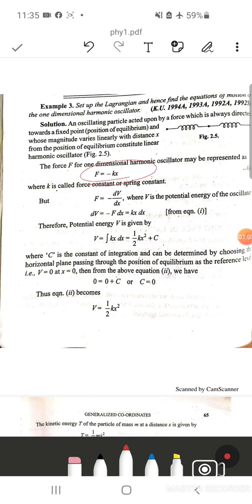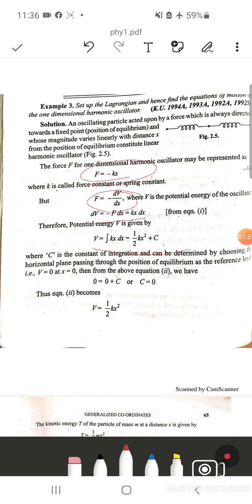Also, the force can be written as the negative gradient of the potential, F = -dV/dx. So dV = -F dx, and F = -kx. Putting in the value of F, we get dV = kx dx. Then, to find the potential, we integrate this equation and get V = integral of kx dx, which is 1/2 kx² + c, where c is the integration constant and can be determined by choosing the horizontal plane passing through the position of equilibrium as the reference level.